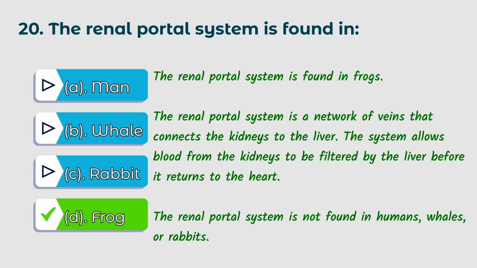The renal portal system is a network of veins that connects the kidney to the liver. The system allows blood from the kidney to be filtered by the liver before it returns to the heart. The renal portal system is not found in humans, whales or rabbits.